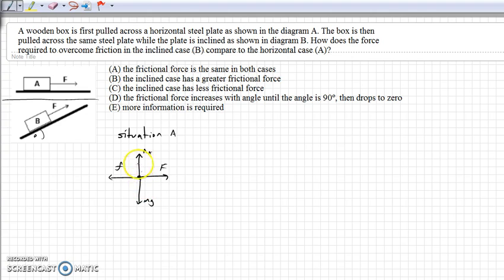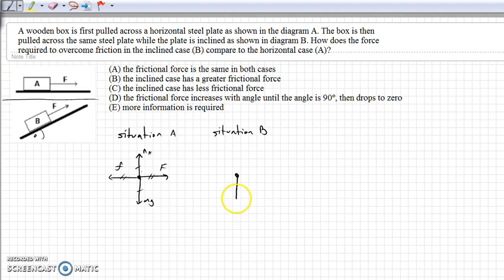Okay, so for this one, it's easy to see the normal force is going to be equal to the weight, and this applied force would be equal to friction if this object were moving with constant velocity. But we don't know that, and we don't really care. We're asking when is there more friction, essentially. Okay, something that I have to then do is consider situation B. Situation B, things are different.